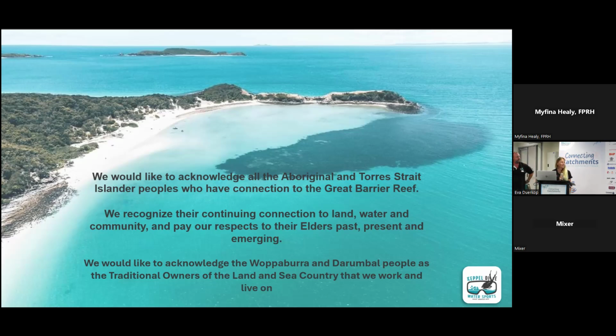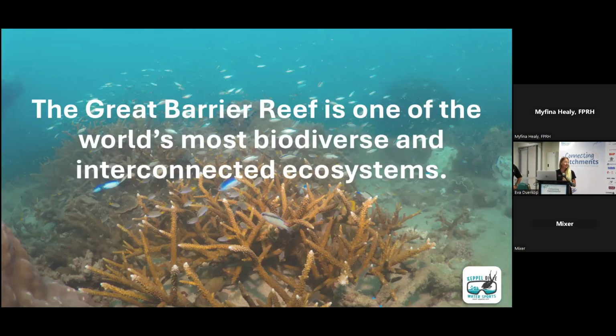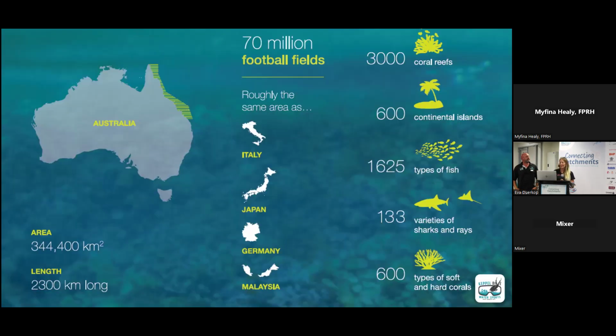The Great Barrier Reef is one of the world's most biodiverse and interconnected ecosystems that we have out there on our doorstep. A few fun facts: it's 2,300 km long. There's 3,000 coral reefs, 600 continental islands, of which Keppel Island is one. 1,625 types of fish, 133 varieties of sharks and rays, and 600 types of soft and hard corals.